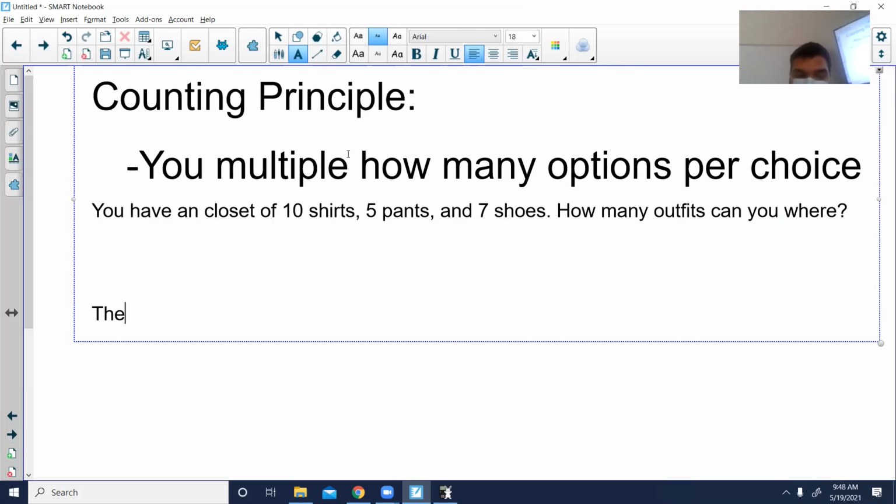This one is not order one, so that's not great. It's okay. When you have things that are different, like you have multiple choices for different situations, this is how you know it's a counting principle. License plate.